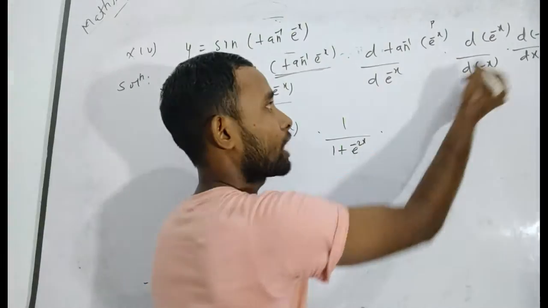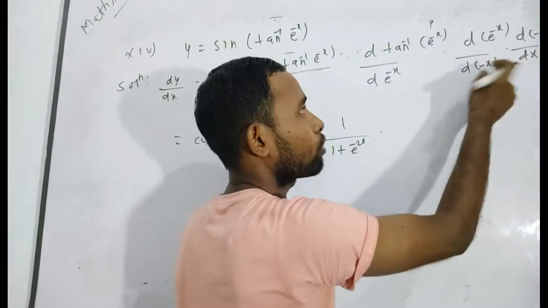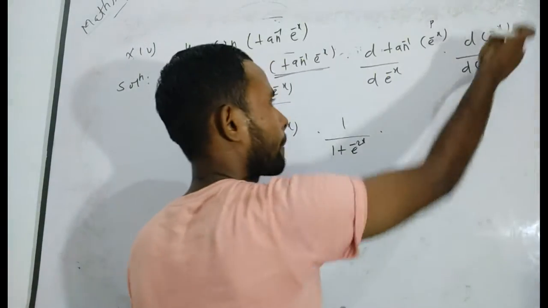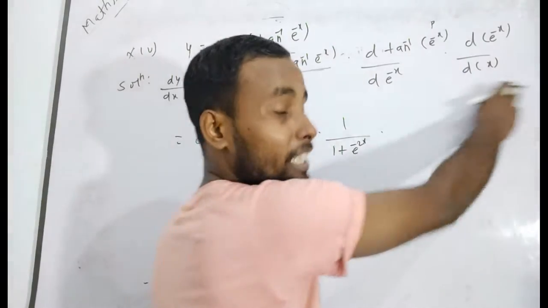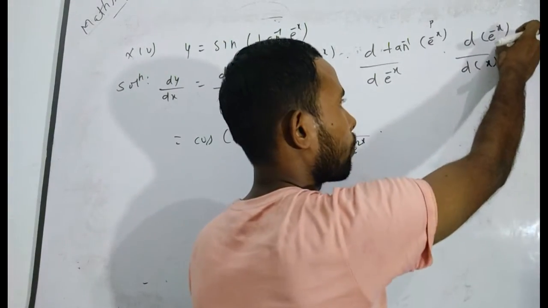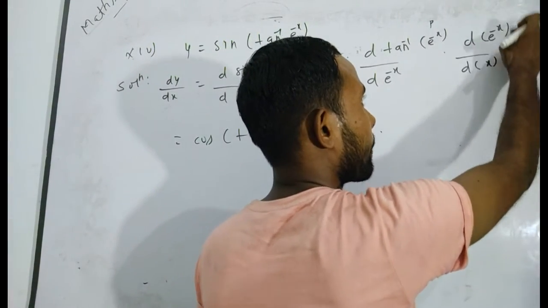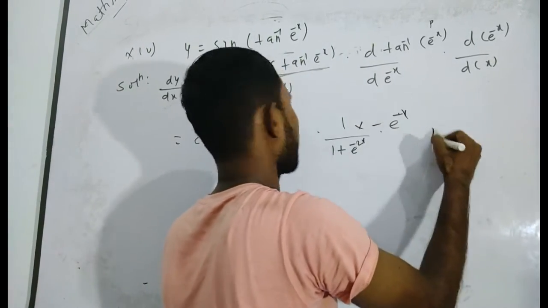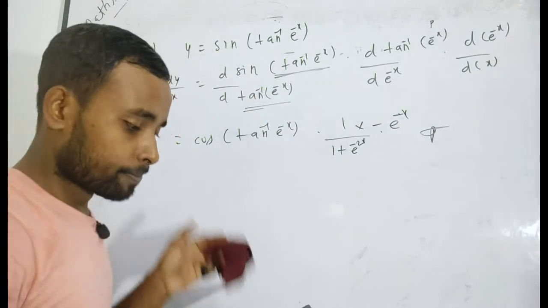Simple math. Again you have to differentiate e to the power minus x. I have already told you the derivative of e to the power minus x with respect to x can be done differently. You can go this way also, but I always like to write that the derivative of e to the power minus x with respect to x will be minus e to the power minus x, which is your correct answer.